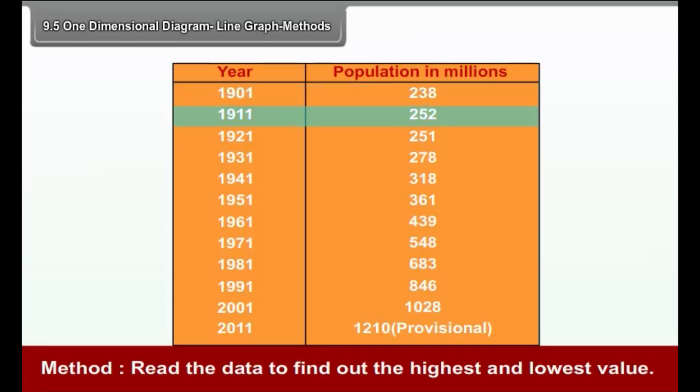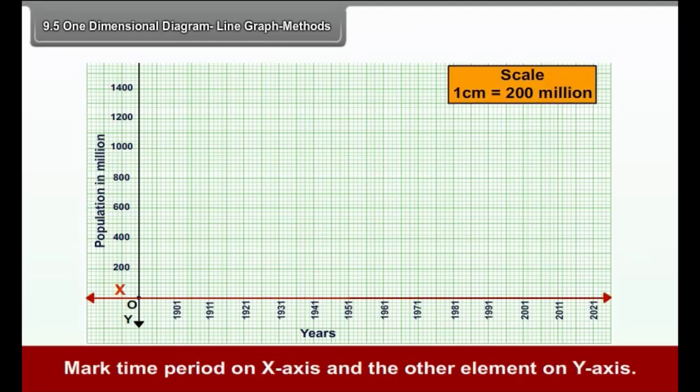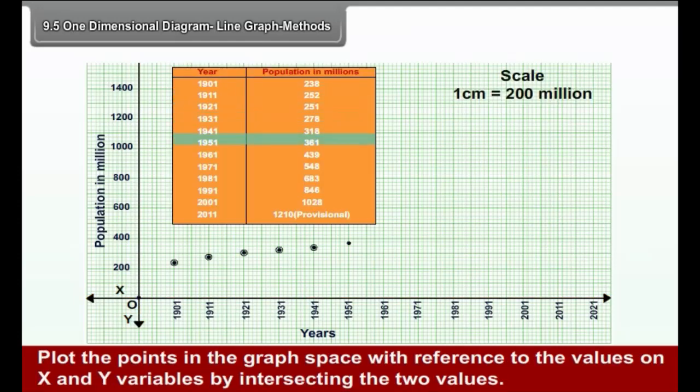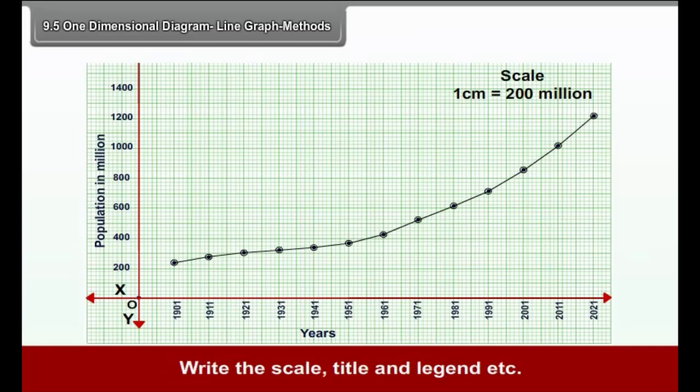Method. Read the data to find out the highest and lowest value. Accordingly, select the scale on both the axes. Mark time period on x-axis and the other elements on y-axis. Plot the points in the graph space with reference to the values on x and y variables by intersecting the two values. Join all the points with a smooth curve. Write the scale, title and legend, etc.